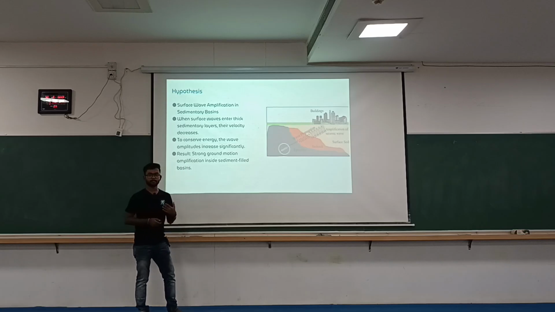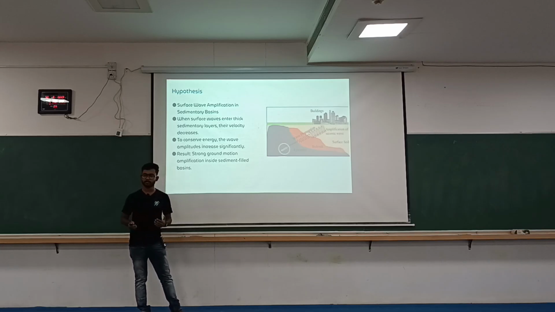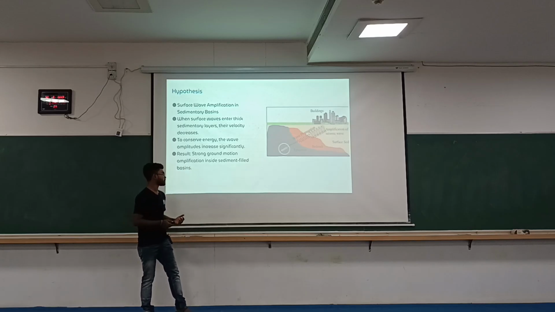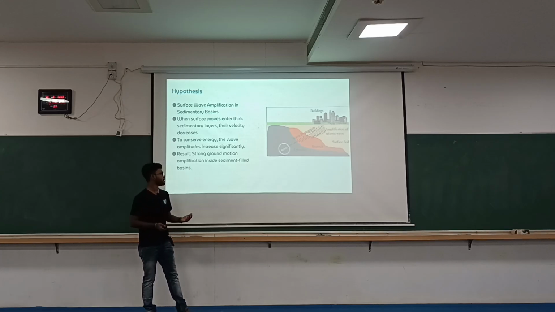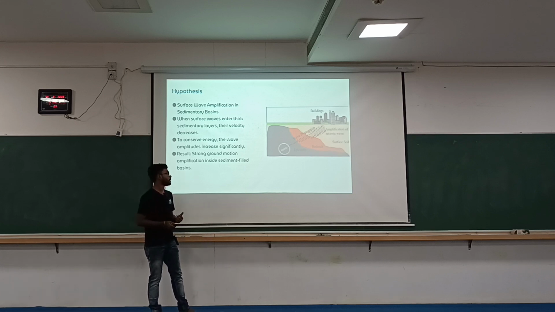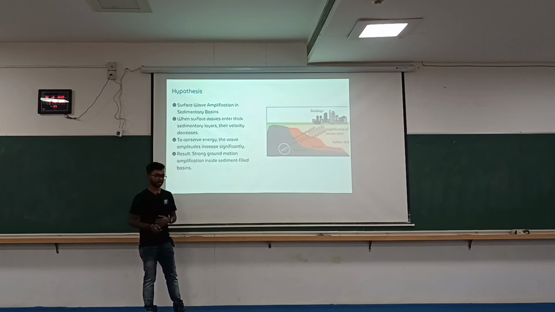But what about the sediment layers? In the Bengal basin area, we have almost 20 kilometers thick sediment basins. If a seismic wave enters into those 20 kilometer thick sediment layers, what will happen to them? We have found out that the seismic wave velocity decreases. To conserve the energy, the surface wave gets amplified. This is the main hypothesis we are proposing. So let's see whether it is true or not.